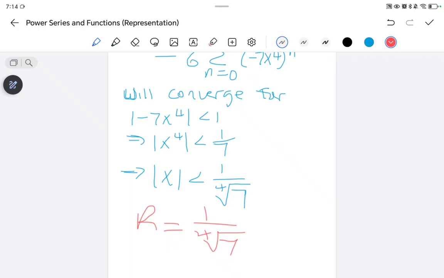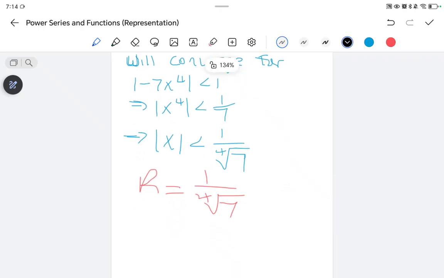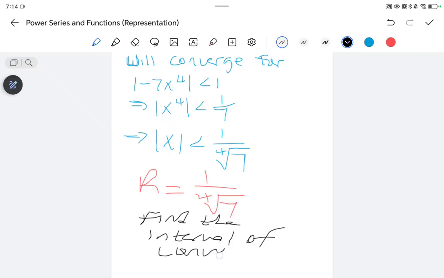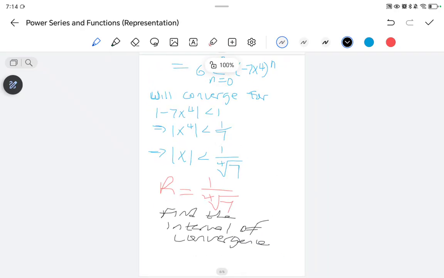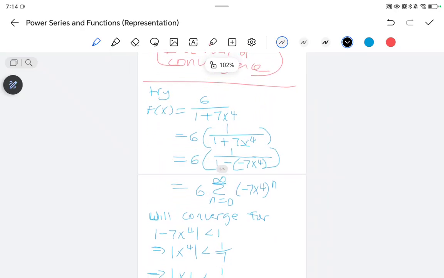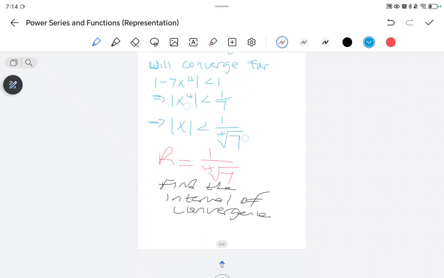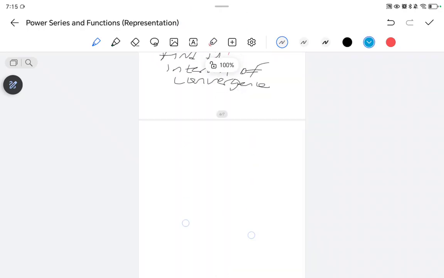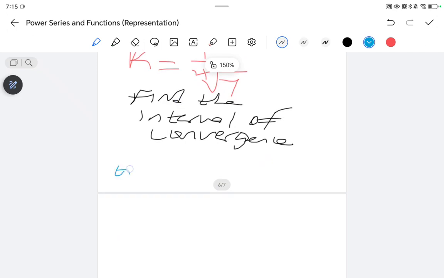So if there's no question, now find the interval of convergence from here. You see that this question was this simple, right? Now let's do another one. Usually I wanted to give you these questions to do, but let me just do some. Now, let's say we have this one.